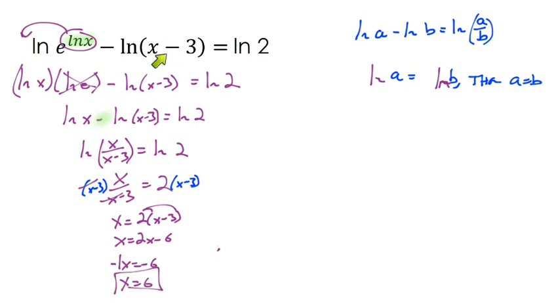I'm looking up here. I don't think this results in a negative because if I put it in there, 6 minus 3 would give me the natural log of a positive. I think this is a good solution, and it's nice that we only have one solution after the quadratics that we did earlier.